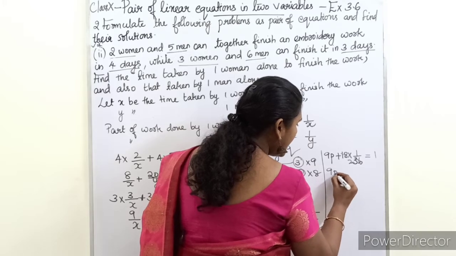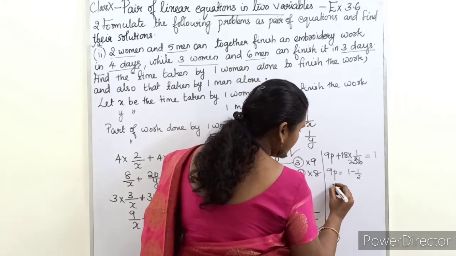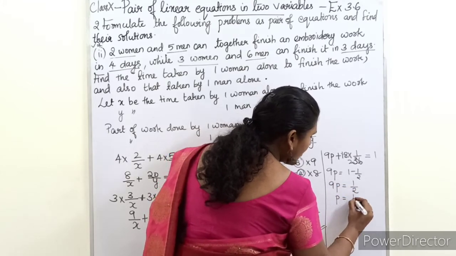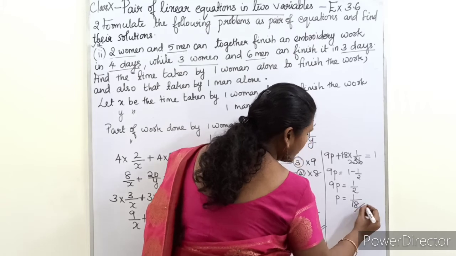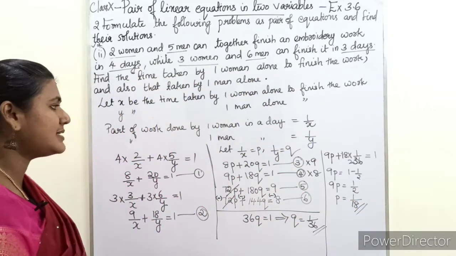So 9p is equal to 1 minus 1 by 2, that is 1 by 2. So 9p is equal to 1 by 2. So p is equal to 1 by 18. So we got the value of p as 1 by 18 and q as 1 by 36.